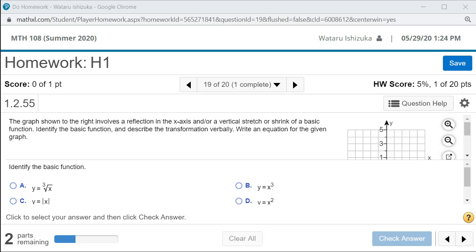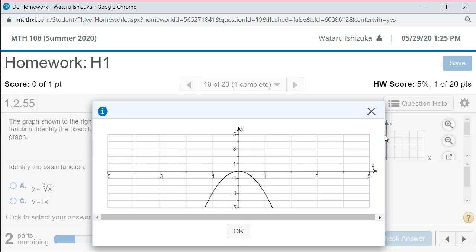All right, let's look at homework one, problem number 19. So let's look at that. We have this given picture. It's kind of hard to see. Maybe I'll do this. All right, so this is the picture given.